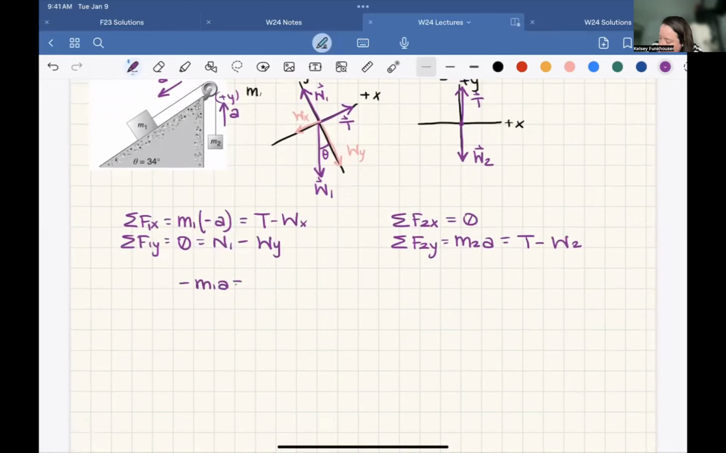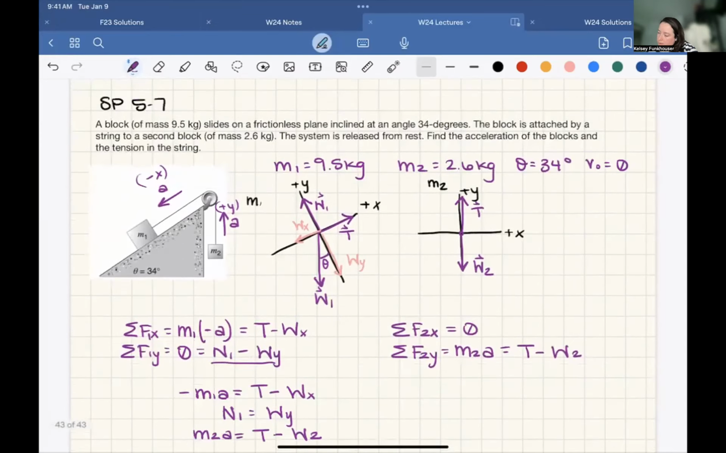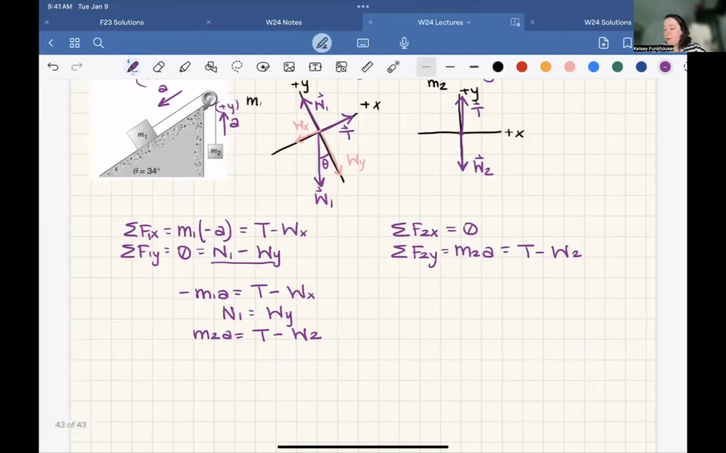Negative M1 times acceleration equals the tension minus the weight in x. And for this equation, I'm just going to add the weight in y to both sides so that we see the normal force is the weight in y. And finally, mass 2 acceleration equals tension minus weight 2. So we want to find both the acceleration and the tension.